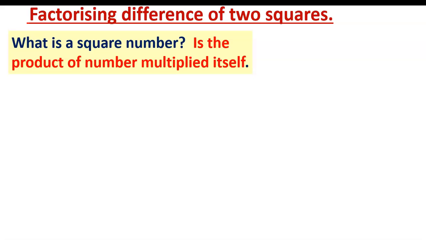Before we talk about the difference of two squares, let us first understand what a square number is. A square number is the product of a number multiplied by itself. Let's take some examples. If I take 2 and times it by 2, I get 4. This 4 is a square number, because when you times 2 by itself it gives you 4. So the product is 4 and 4 is a square number.